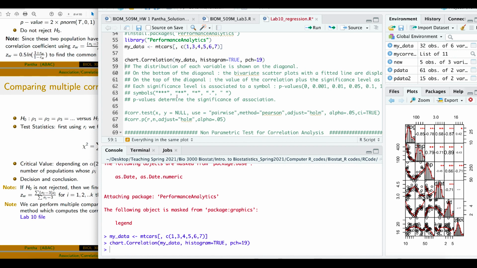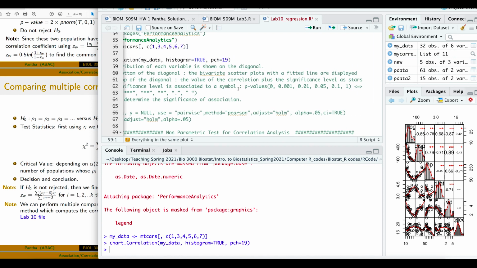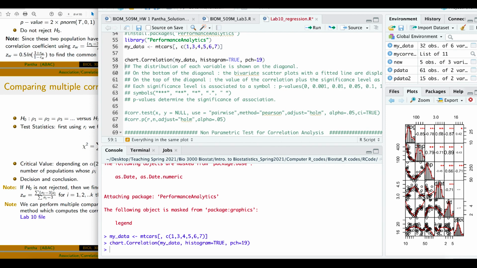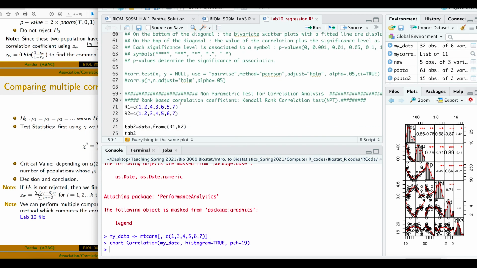Okay, and so on. On the top of the diagonal, the value of the correlation plus the significance level as stars are displayed. These are the correlation coefficients on the top of the diagonal for each of those, right? Three stars means it is significant with a P value almost 0. Two stars means a P value almost 0.001. One star is 0.01, and then a dot is 0.05, and so on. Okay, so I think that's all I wanted to say here.